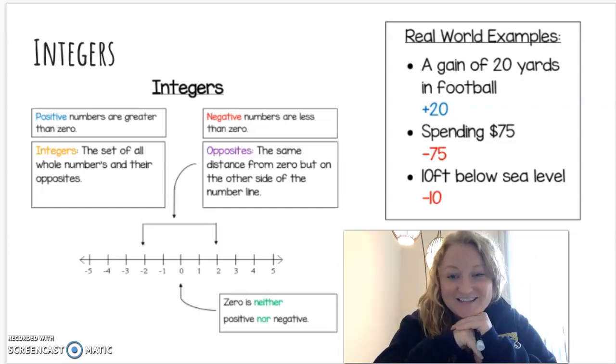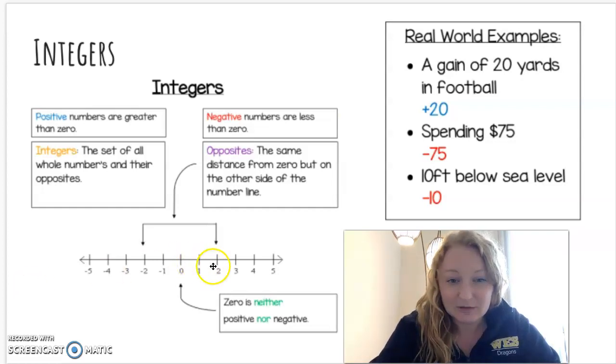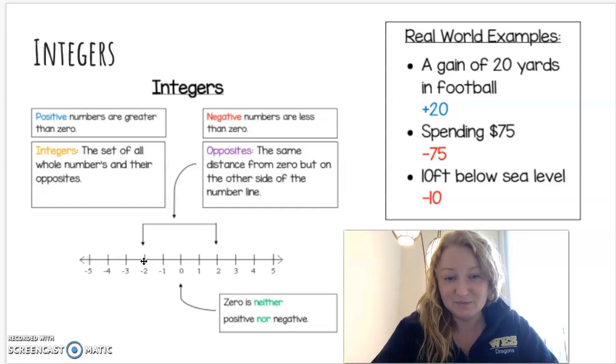It's positive or it's negative. All right, and the opposite numbers are the same distance from 0. So take a look at this number line. We have a 2 and a negative 2. 2 is 1, 2, hops from 0. Negative 2 is also 1, 2, hops from 0. So that's what makes them opposite, because they're equidistant from 0.